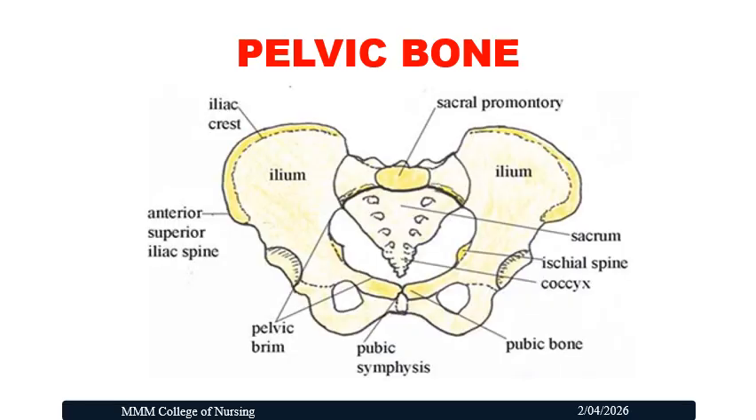So this is the image of the pelvic bone where you can see the ilium, ischium and pubis. You can see the sacral promontory, iliac crest, anterior superior iliac spine, pelvic brim, pelvic bone, coccyx, ischial spine and sacrum.